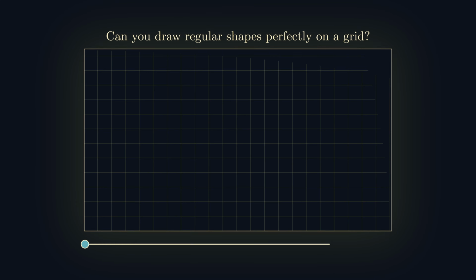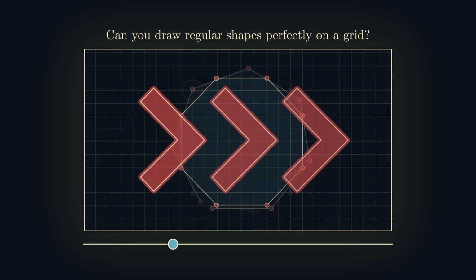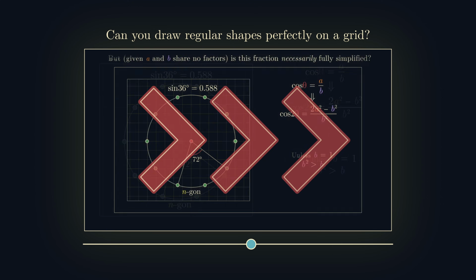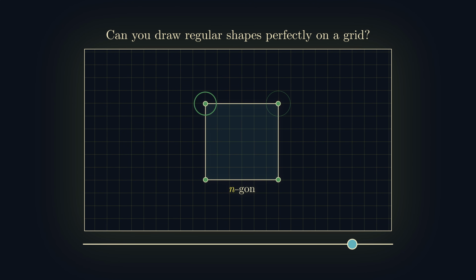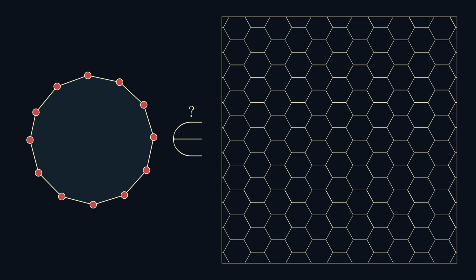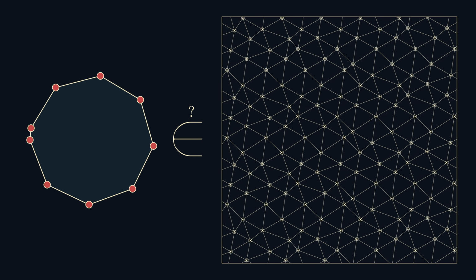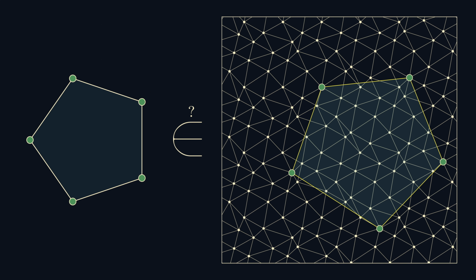A few videos ago, we found out that, somewhat surprisingly, the only regular polygon you can draw on a standard square grid is, well, a square. And that understandably raises the question, well, what about other grids? Can we find a grid which lets us draw any particular regular polygon? For example, does there exist some special grid which lets us draw a regular pentagon?